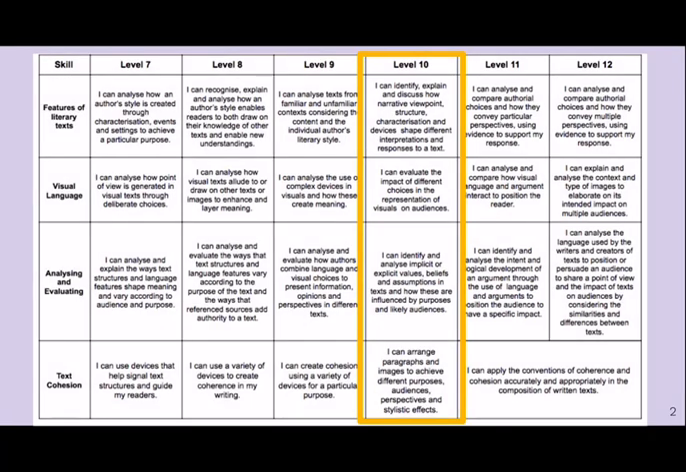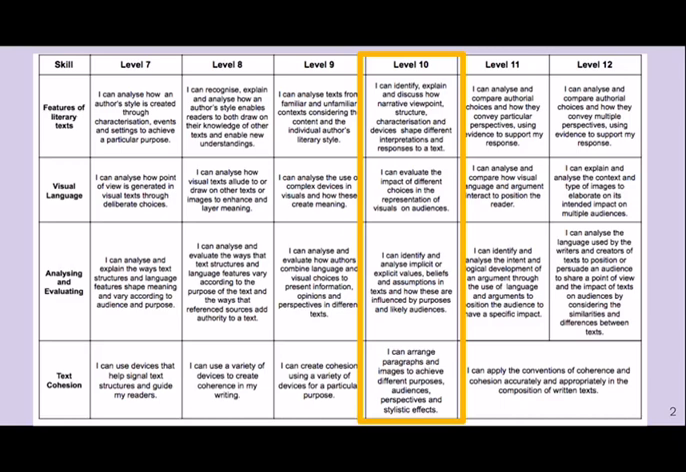Alright, we're going to start off with looking at the rubric. This is how you will all be marked. We're just going to read through the level 10 criteria because that's what you all should be aiming for. So we'll start with the first row, features of literary texts.